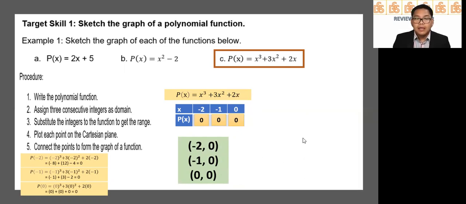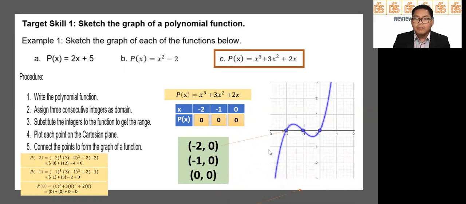Okay? Now, if I plot these points on the Cartesian plane, I will have these points. Okay? But here you can see already the trend because I graphed it with the use of GeoGebra. But if we do it manually, we cannot actually see the clear trend of where this point will be going. Okay? So in that case, what are we going to do? So negative 2, negative 1, 0.